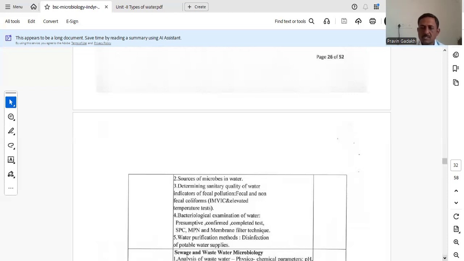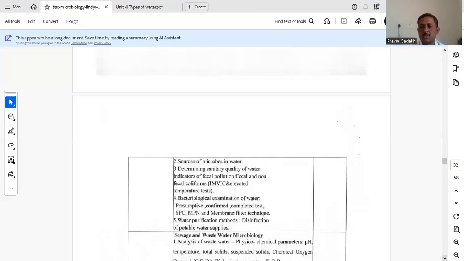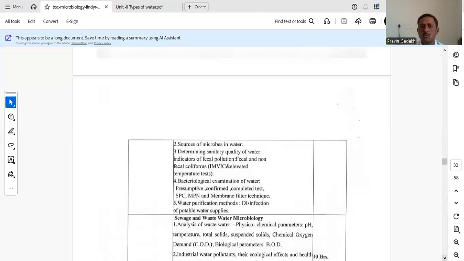Later on, we have to discuss in this topic the water purification methods with respect to disinfection of potable water supplies, or how to make the water potable for human consumption. So in this unit, we will discuss the different water purification methods.